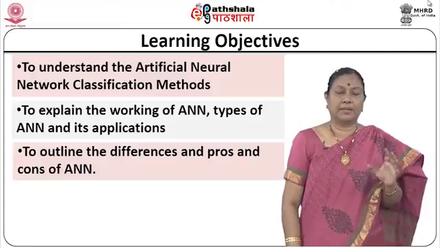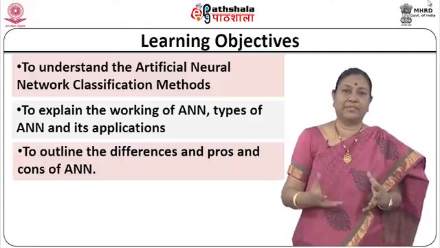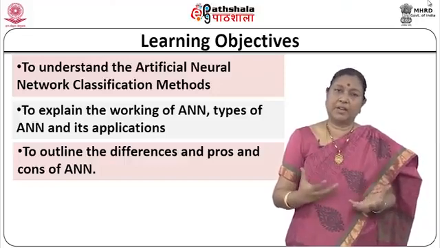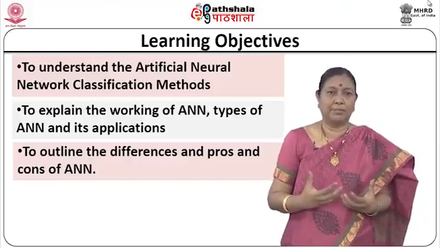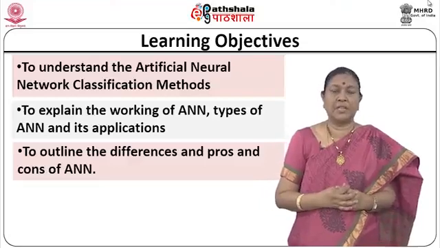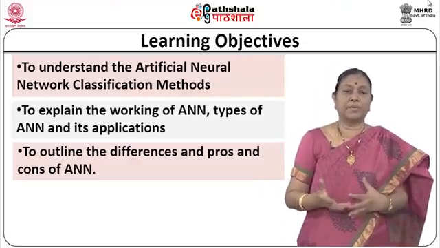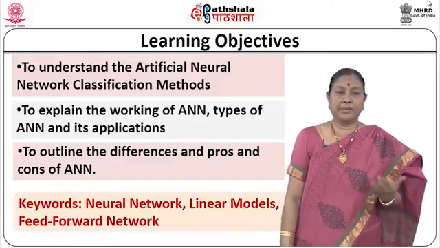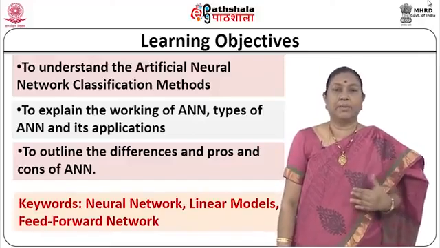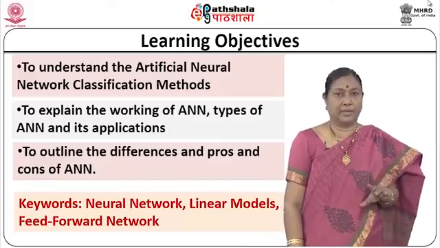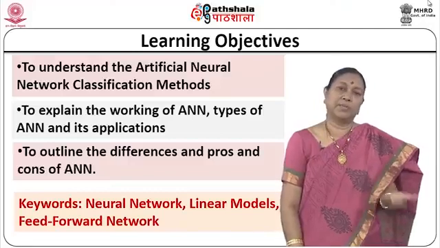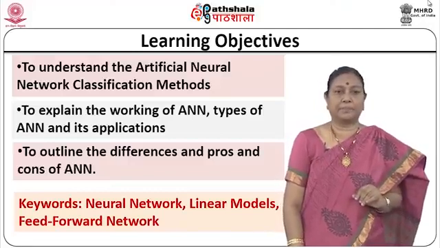Then we look at outlining the differences between the different types of neural networks, and also between neural networks and a methodology we saw in the previous modules called support vector machines. We will also discuss the pros and cons of artificial neural networks. The keywords that we will be using in this module are neural networks, linear models, and feed forward network. In this module we will be talking about these aspects. Remember, I already told you that the next module will also be about neural networks.